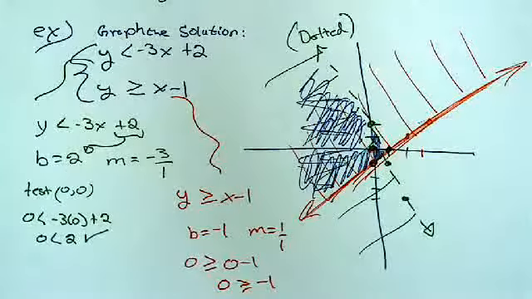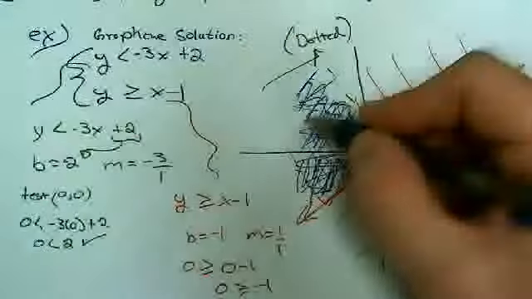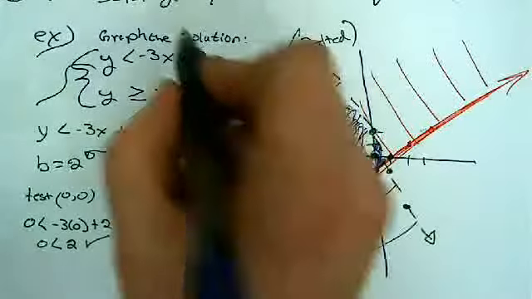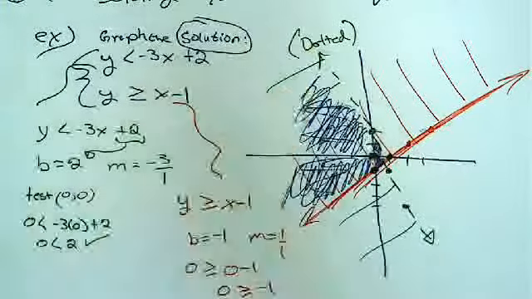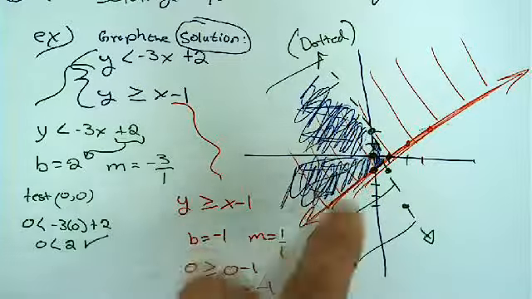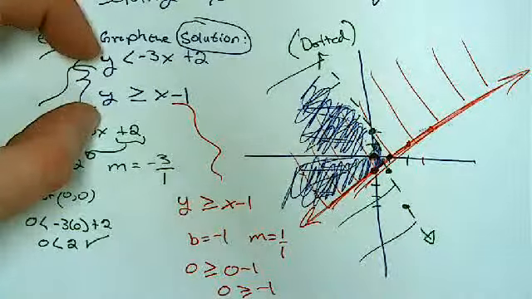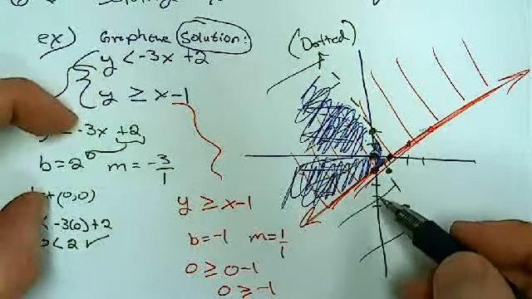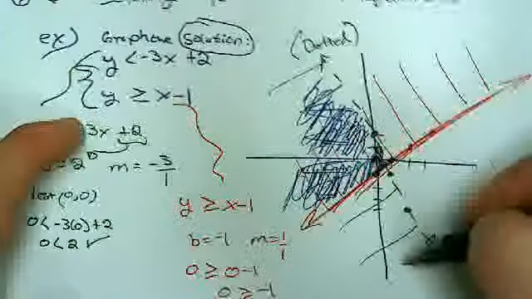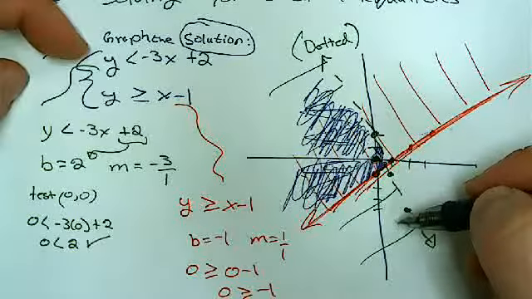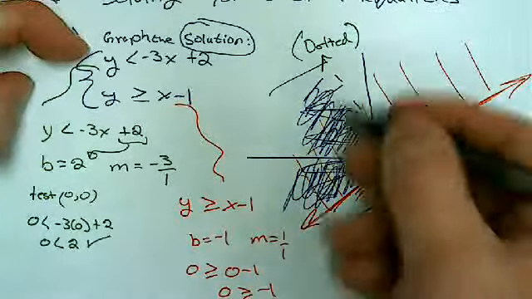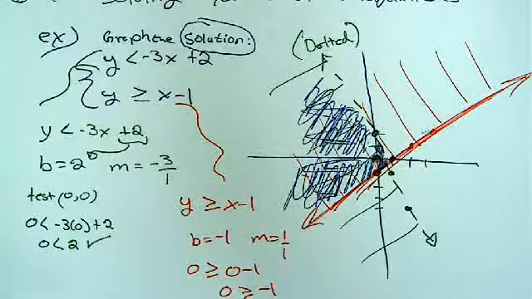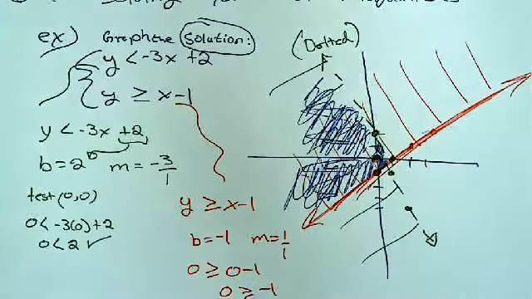That blue area, where it's all filled in the most, that's my actual solution. Any point in there makes both of these inequalities true. If it's up here in the red, it makes the second inequality true. If it's over here in the green, it makes the first inequality true. And if it's in the area that they both share, it makes both of them true. And that's really what I'm going for with these problems.